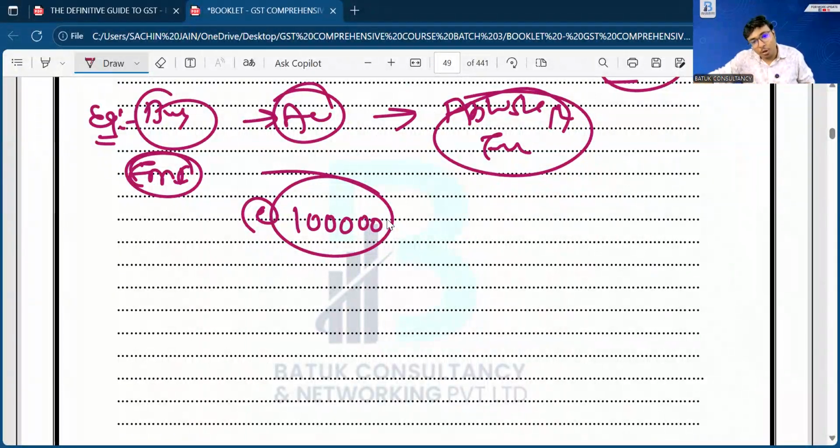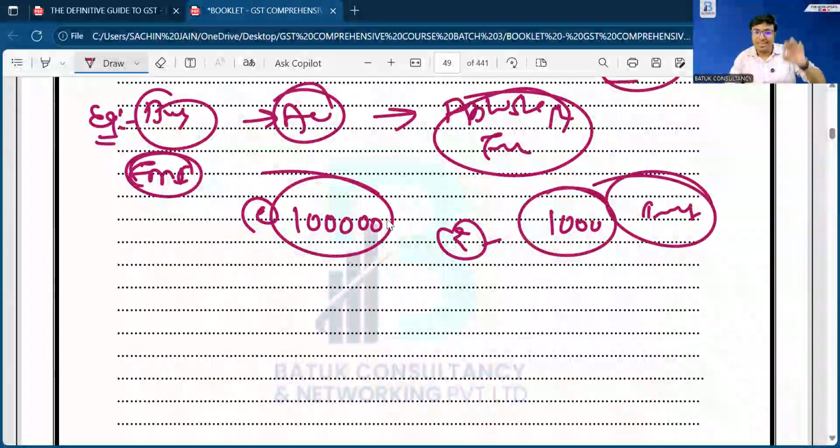In that case, after 2 months, I have defaulted in payment of one installment, and Bajaj Finance has charged 1,000 rupees interest. Whether GST will be applicable on that 1,000 rupees interest?